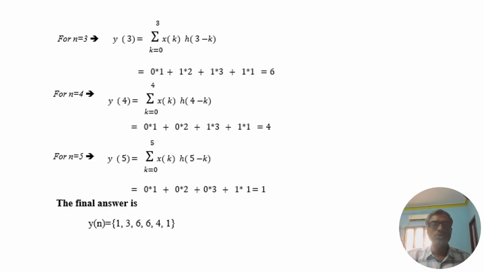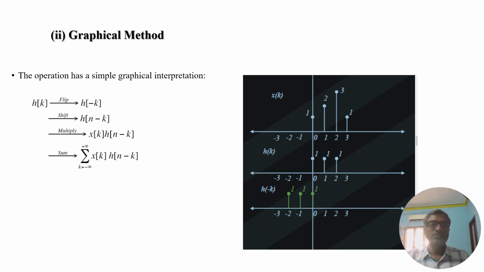Similarly, we have to put various values of n like n equal to 3, n equal to 4, n equal to 5. When you put n equal to 3, the resultant value is 6. When you put n equal to 4, the output is 4. Similarly, when you put n equal to 5, the resultant value is 1. And the final consolidated answer of the output sequence y of n equals 1, 3, 6, 6, 4, 1. The second method of computing linear convolution is the graphical method.